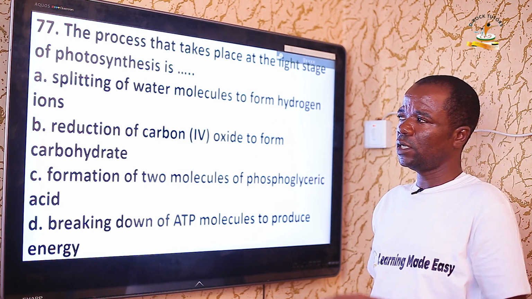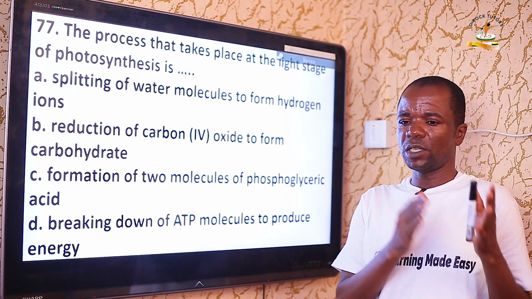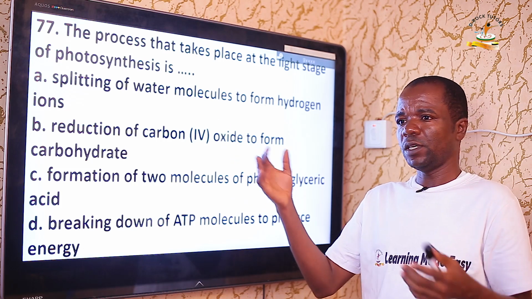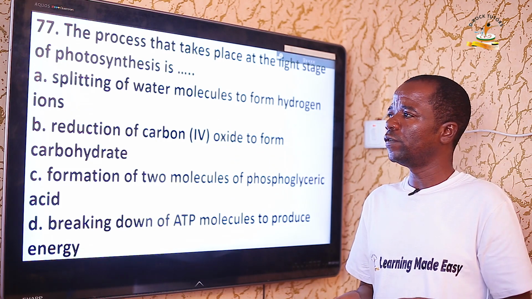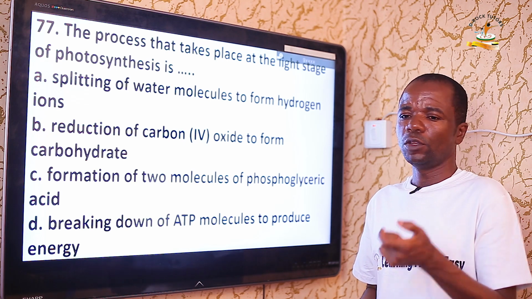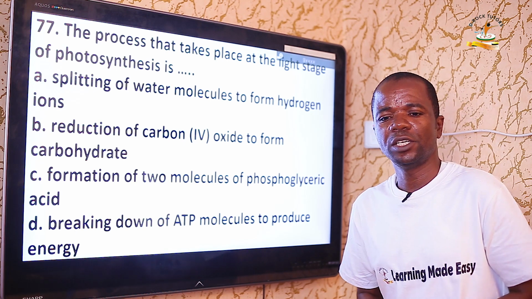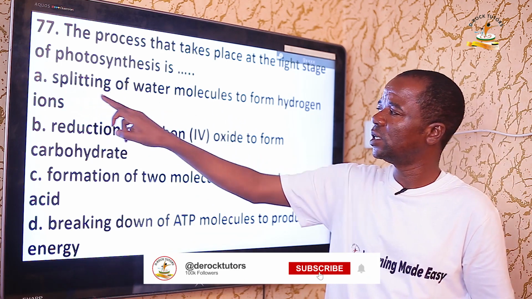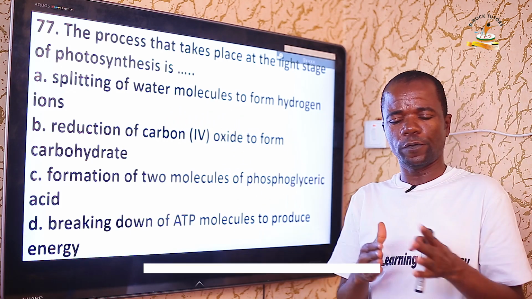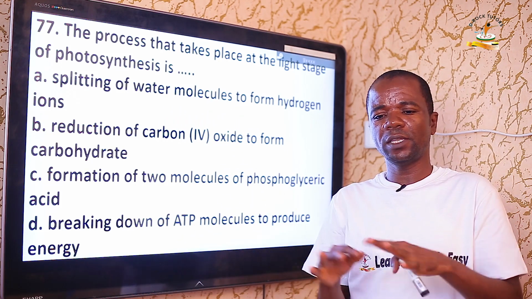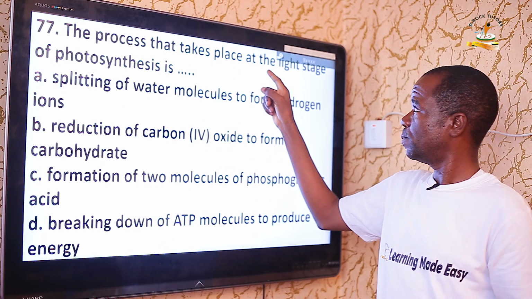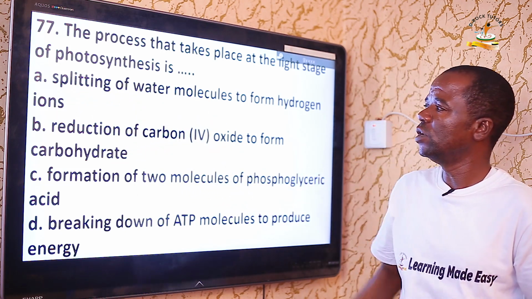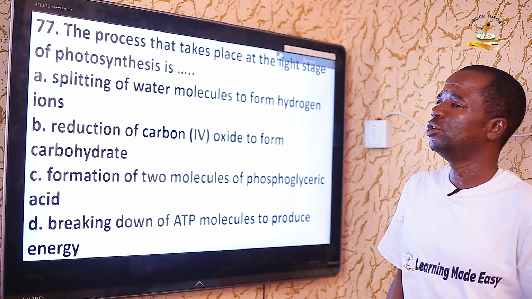That is actually the second stage during photosynthesis. We know that photosynthesis occurs in two stages, the light phase and then the dark phase. The light phase involves exposure of the leaf or the plant to sunlight. During the first stage, the chlorophyll is energized, and during the second stage, photolysis of water occurs. That's the meaning of splitting of water molecule. Photolysis, photo means light. Lysis means breaking down or splitting. So the process that takes place at the light stage of photosynthesis is definitely option A, splitting or photolysis of water molecule to form hydrogen ion.